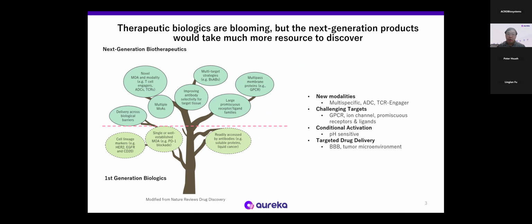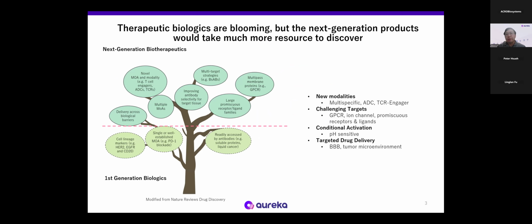There are lots of first generation biologics already in the commercial market, such as the anti-HER2 antibody and some of the PD-1 blockade biologics, and some other soluble proteins targeting liquid cancer that are also available in trials and in commercial products.